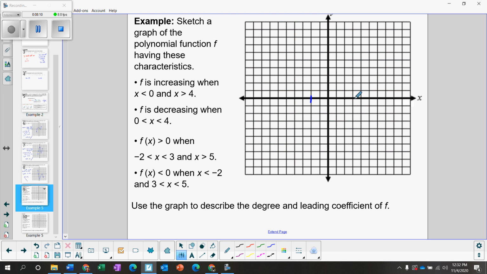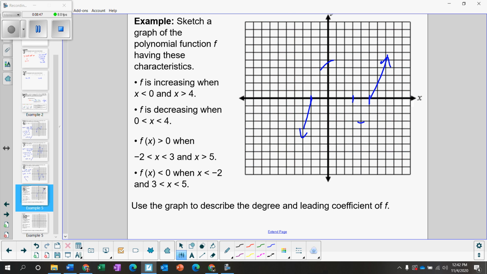Between -2 and +3, the graph is somewhere up here. And between greater than 5, it's also going to be positive. And we're also looking at negative, right, under the x-axis when x is less than -2, so over here. So we know it's going to be down like this. And then also between 3 and 5. So in this area, we're going to be down.